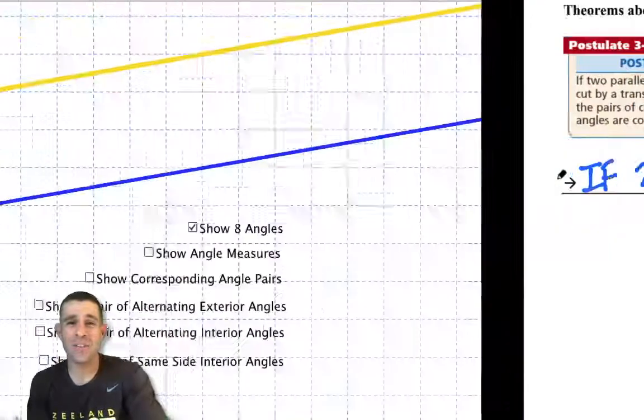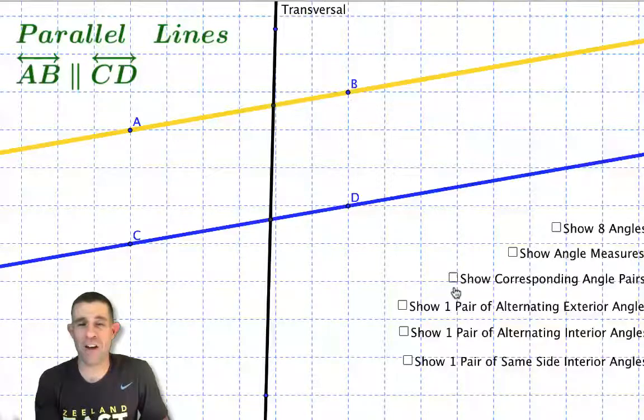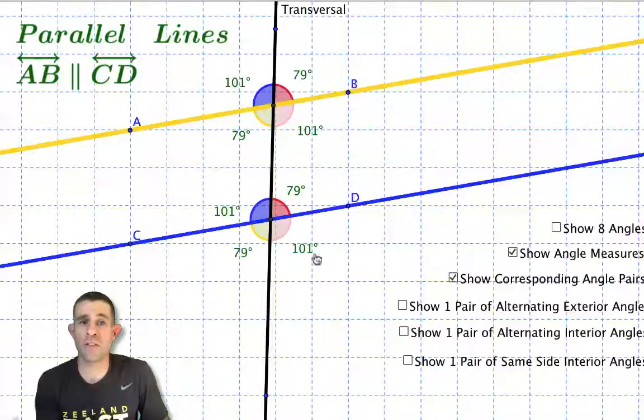Now, just to be sure of that, let's go back to our diagram here. And what we're going to do is we're going to turn these angles off. We're going to show you corresponding angle pairs. So again, you can see red corresponds to red, blue to blue, yellow to yellow, and gray to gray. Now, we're going to turn on our angle measures here, just so you can see. Red is 79, so is this red up here. This blue is 101, and so is this blue down here.